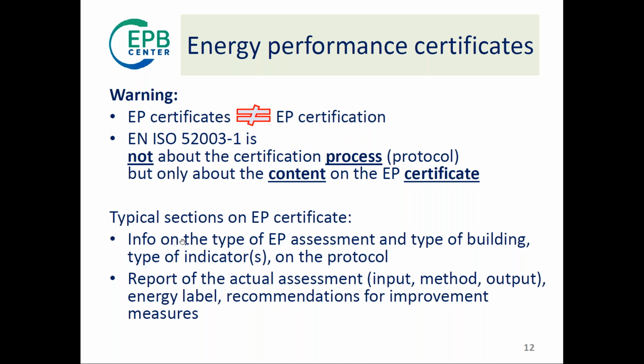And typical sections on the EP certificates are information on the type of EP assessment, whether it's measured or calculated, type of building, type of indicators, which protocol is used, and of course the report of the actual assessment. So what's the input or the main elements of the input, main characteristics of the method, the output, the energy label, and recommendations for improvement methods.